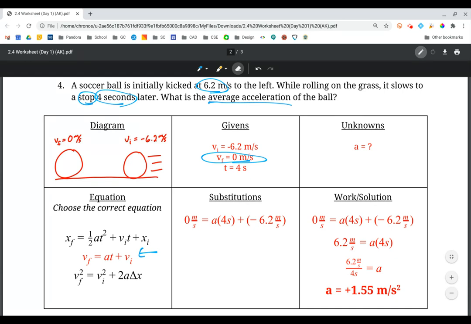First by adding 6.2 to both sides and then dividing both sides by 4 to get a positive 1.55 meters per second squared. Now notice that the answer is positive even though the ball is slowing down, and that's because the ball had an initial velocity that was in the negative direction. And so because the velocity and the acceleration had opposite directions, the ball slowed down.